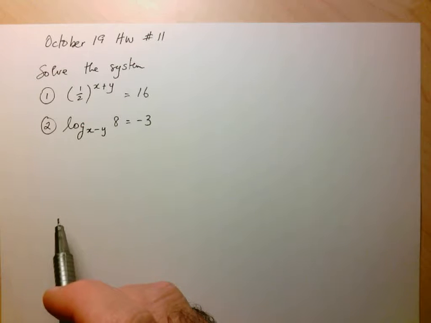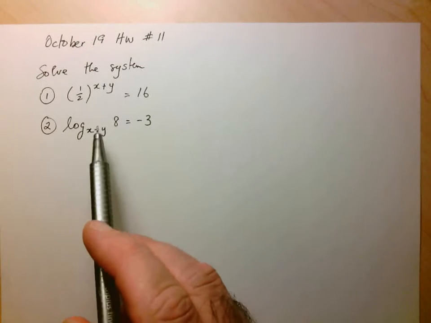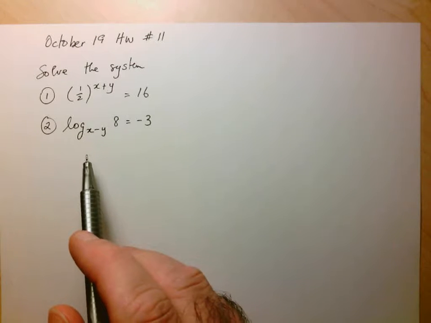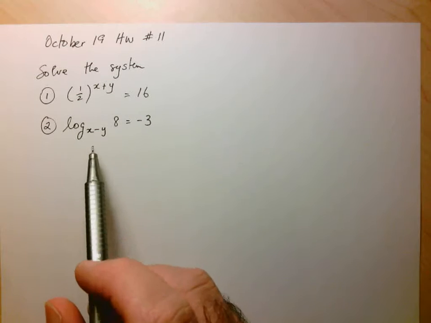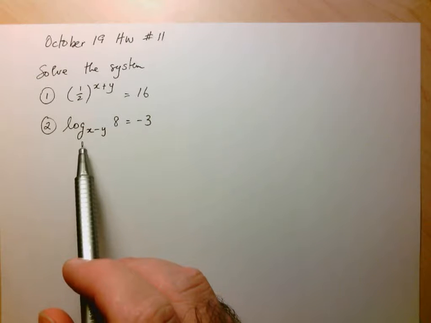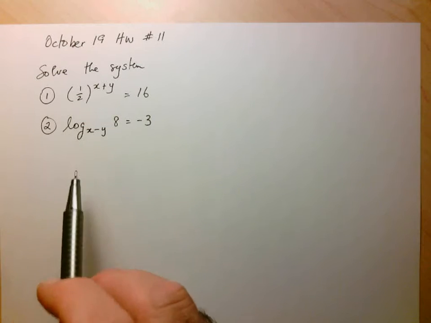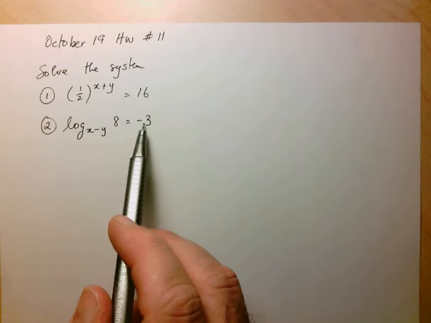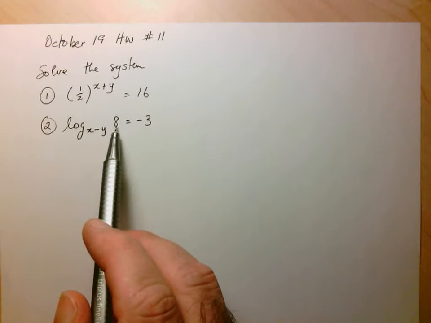Okay, we're going to still try to use one of our methods, and I think it looks fairly clear here that using elimination is not going to be an option, so I'm going to try to use substitution. So I'm going to start by trying to use one of these equations to isolate a variable. If I look at this second one here, I guess I could rewrite this as log base x minus y of 8 equals negative 3.